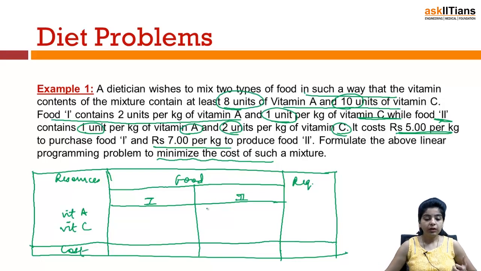So this is our table. Now, the mixture must contain at least 8 units of vitamin A and 10 units of vitamin C. That means the minimum requirements are 8 and 10. Then food 1 contains 2 units per kg of vitamin A and 1 unit per kg of vitamin C. And similarly, food 2 has 1 unit of A and 2 units of C. Then the cost is given to be 5 for food 1 and 7 for food 2.